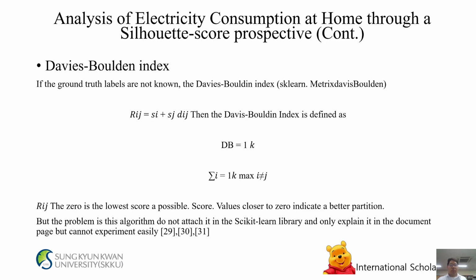Analysis of electricity consumption at home through a silhouette score perspective continues. Davies-Bouldin index. If the ground truth labels are not known, the Davies-Bouldin index can be used. R_ij equals (s_i plus s_j) over d_ij, then the Davies-Bouldin index is defined as DB equals 1/k times the sum over i equals 1 to k of max over i not equal to j of R_ij. Zero is the lowest score possible. The value closer to 0 indicates a better partition.